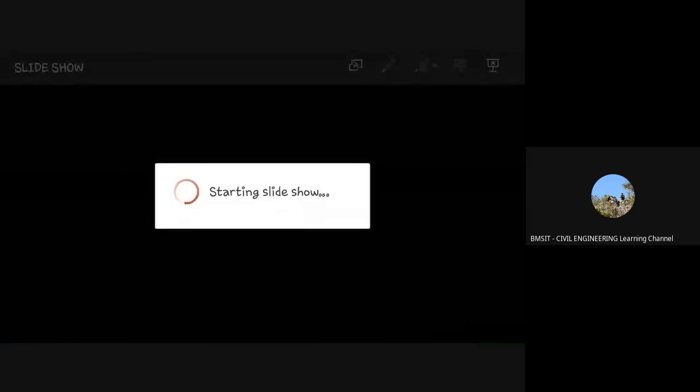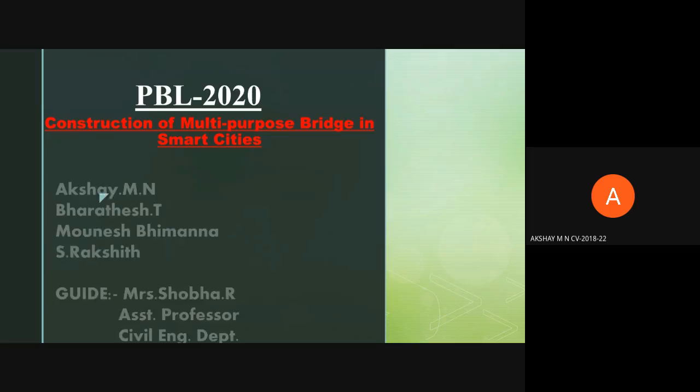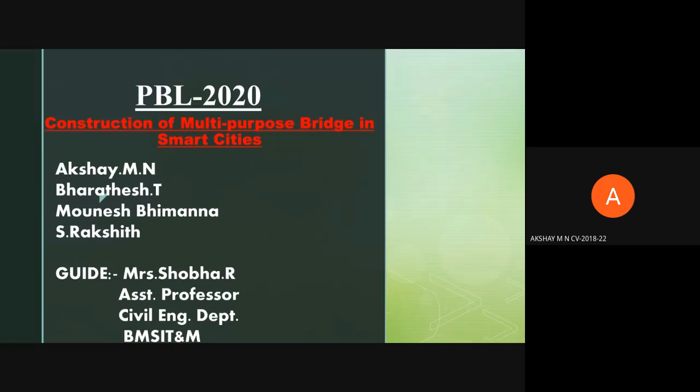Good afternoon, one and all. I am Akshay, and I'm going to present our project in front of you today. Our project title is Construction of Multipurpose Bridge in our Smart Cities. Our group members are Bhartesh, Monish, and Rakshit. Our project guide is Mrs. Shobha R, Assistant Professor in the Civil Engineering Department.